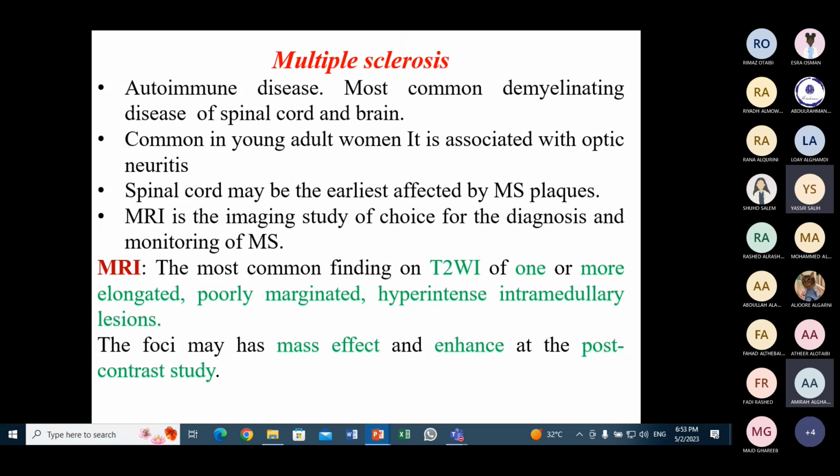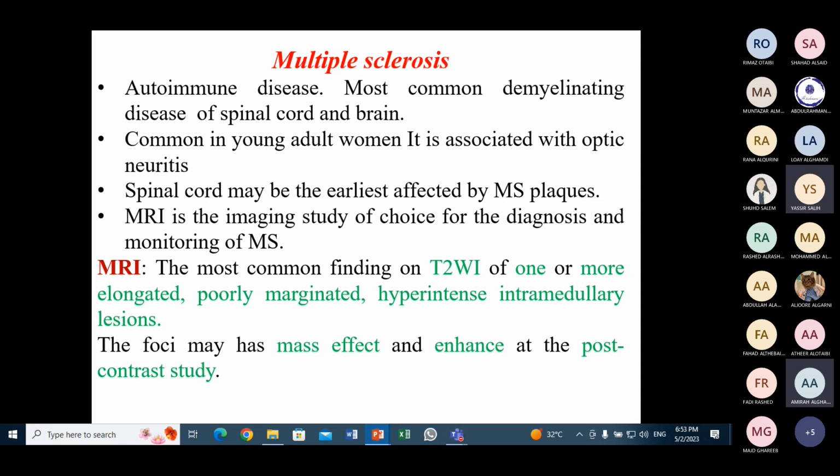معروف هو autoimmune disease, most common demyelinating disease, most common in adults especially women, and it's commonly associated with optic neuritis. معروف إنه here can affect the brain and the spinal cord, maybe the head is affected by spinal cord. The imaging modality of choice is MRI to diagnose multiple sclerosis. How does this multiple sclerosis appear on MRI? On T2 there will be one or more elongated poorly marginated hyperintense intramedullary lesions.